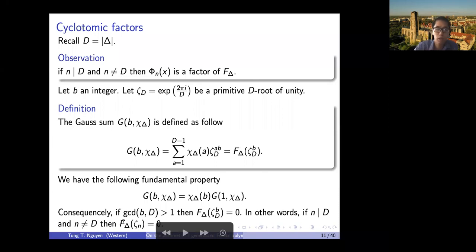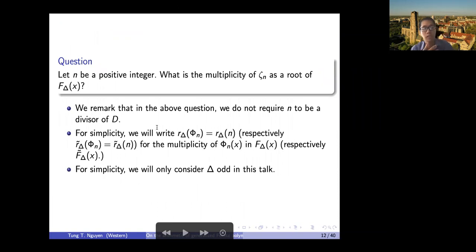So now this raises the following question, which I think is quite natural. Let n be a positive integer. What is the multiplicity of zeta_n as a root of these polynomials?